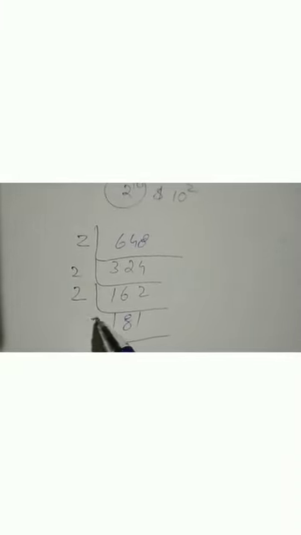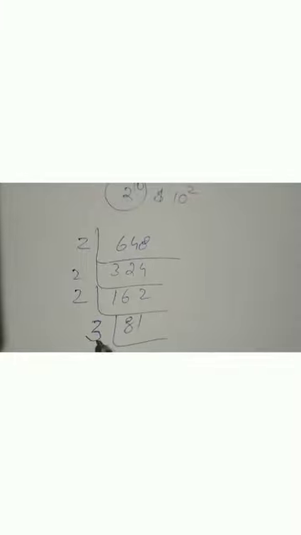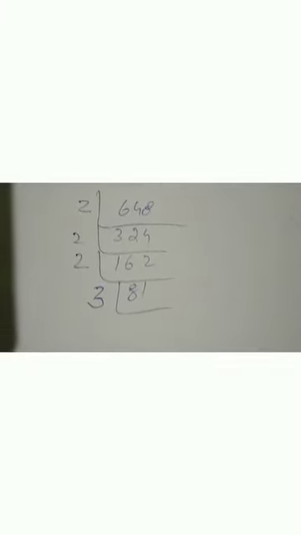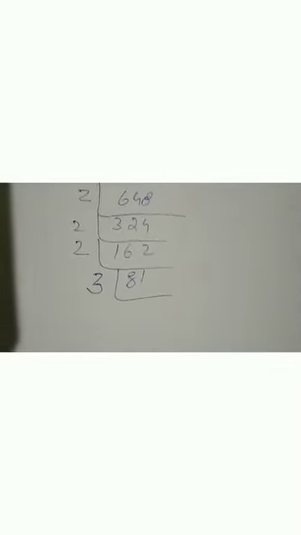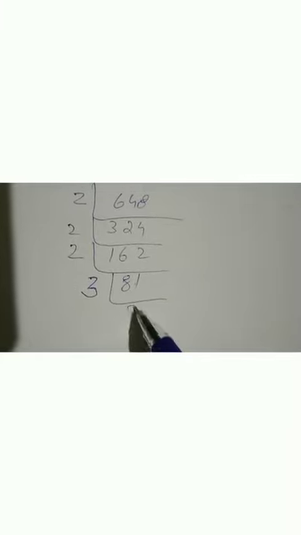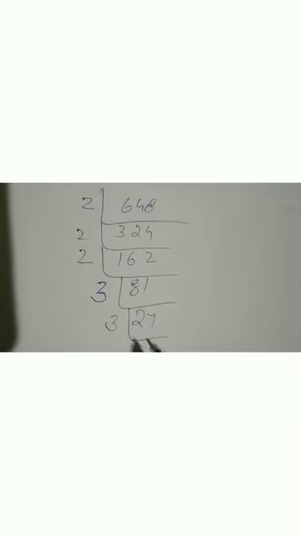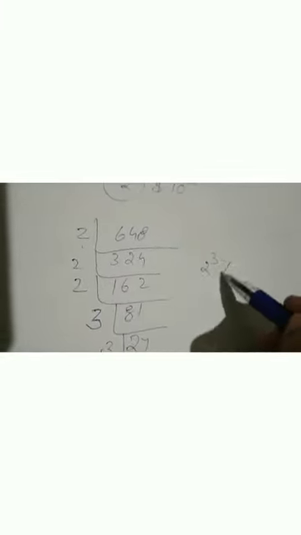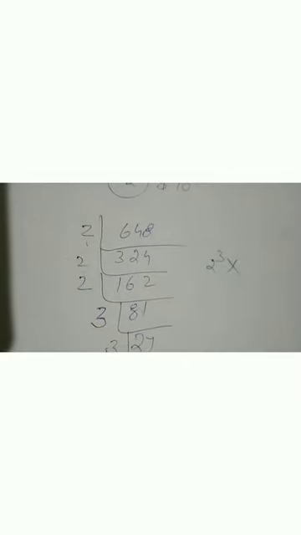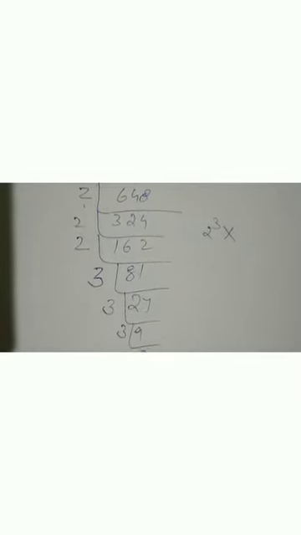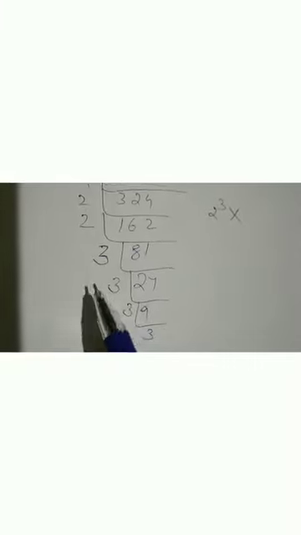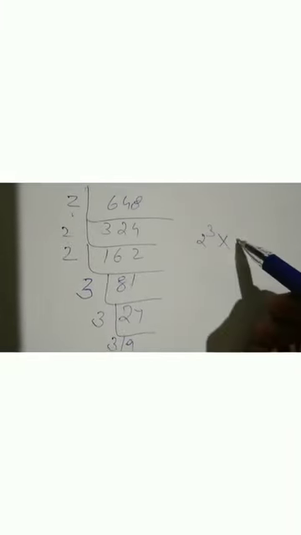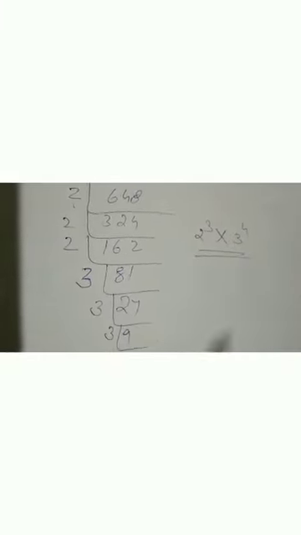So by 3. This is an odd number. An odd number we can't completely divide by 2; there will be a remainder. So 27, then by 3, 9, then by 3, 3 will be there. So 1, 2, 3, so 2 raised to 3 multiplied by 3 raised to 4. How many times? 4 times.